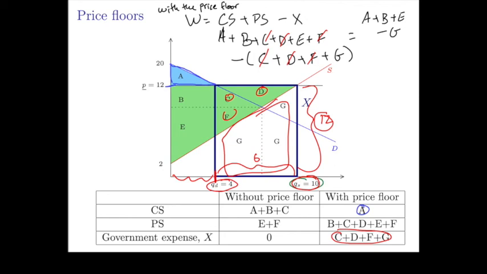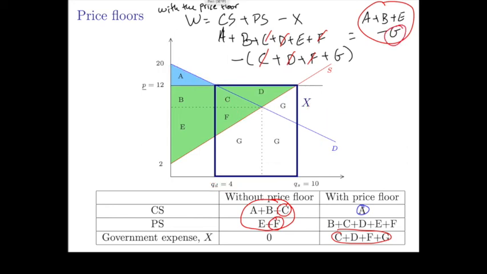When we compare the total welfare with the price floor versus the total welfare without the price floor, we see that adding the price floor causes us to lose the area C and F as well as G. So the loss of welfare from the price floor is this area right here. It's C plus F plus G.